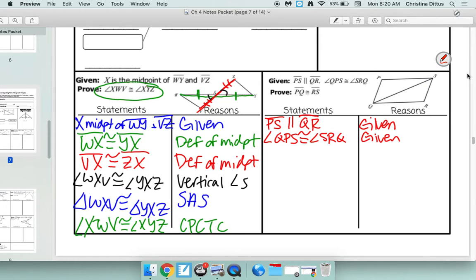What angles am I marking? What letters is it by? P and R, always in the middle. You could have just called this P and R. I don't know why I have it as the other way, but that's fine. What else do you notice? Yeah, QS and QS. And why is that? Nice. Reflexive.